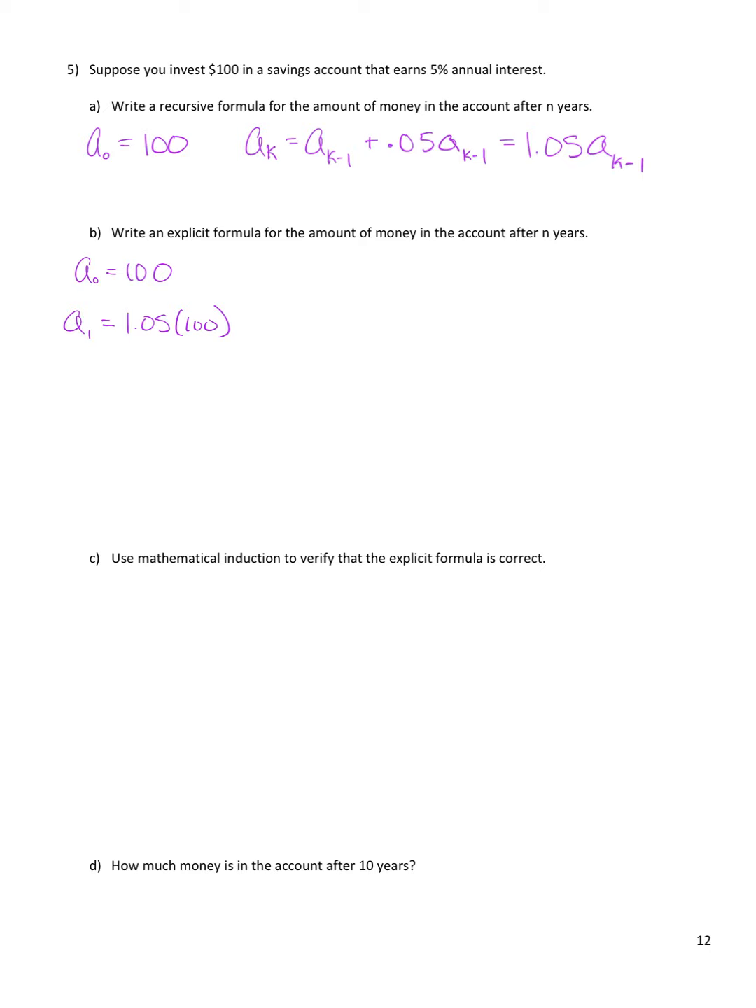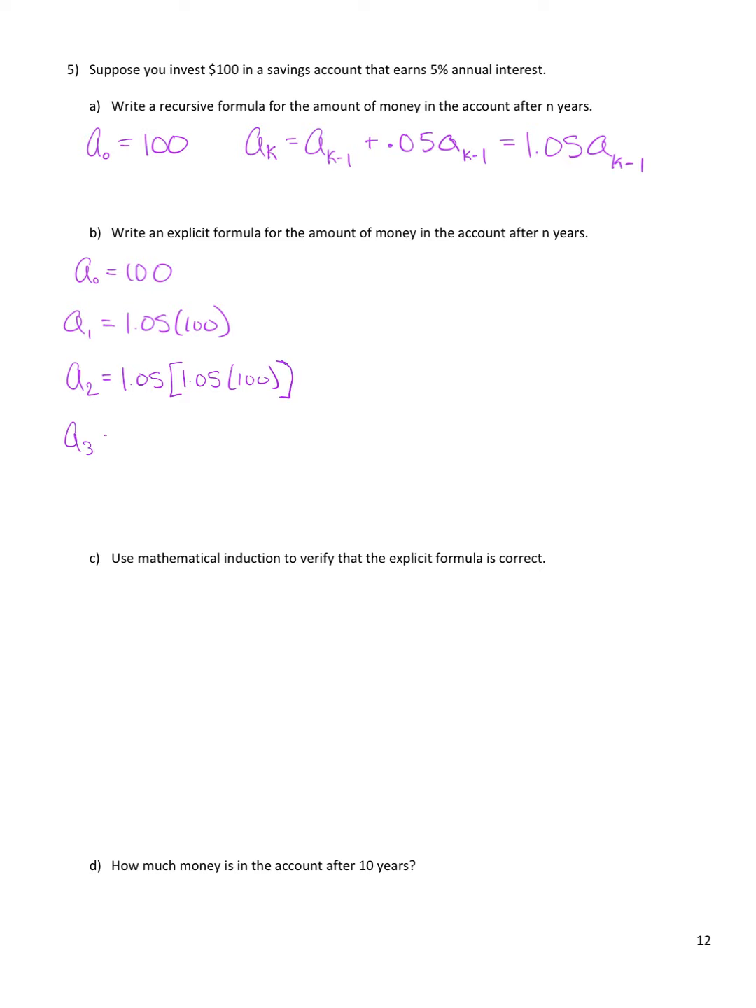And I'm not going to actually calculate that. This is the key to finding an explicit formula, is to write out the calculation and not actually do it. That's how you see the patterns. Okay, so A2, the amount of money I have in year two, is the amount from the year before, times 1.05. So 1.05 times the amount from the previous year, 1.05 times 100.